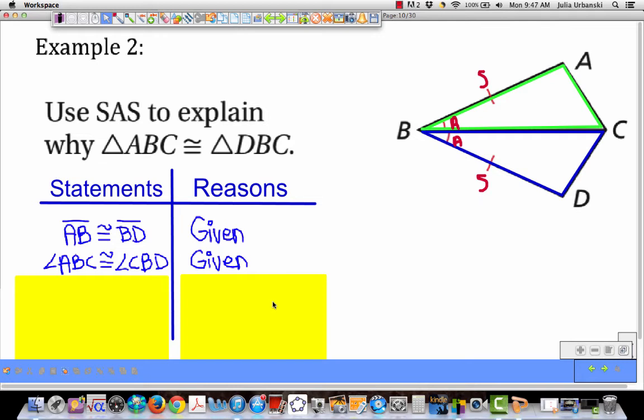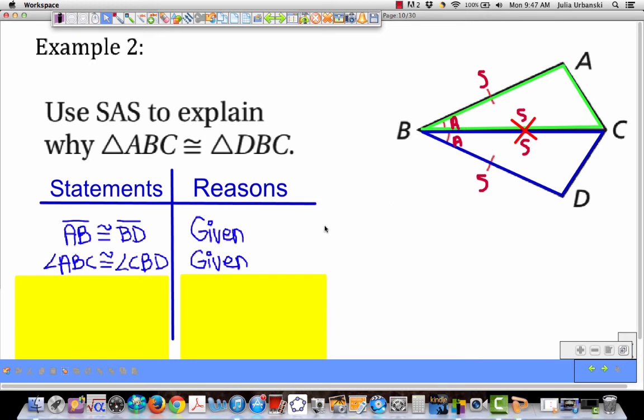Now I have to look at what I can see from that. I'm trying to do side angle side, so I'm looking for another side, and I see it right here. This side is equal to this side. BC is equal to itself, whether it's the green BC or the blue BC, it's still the same thing. So the green side BC matches with the blue side BC, and that gives us side angle side.